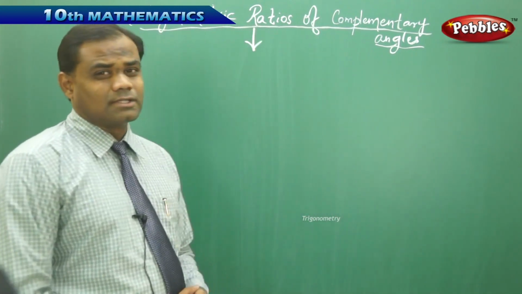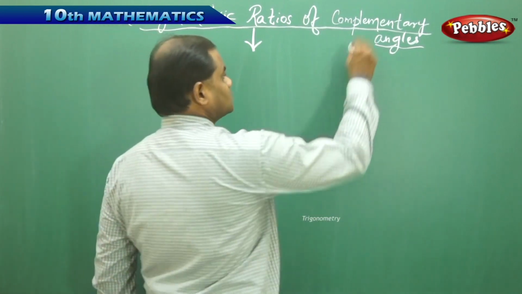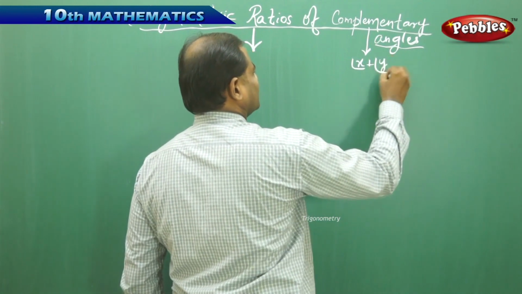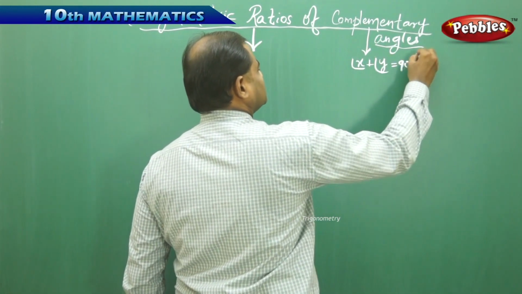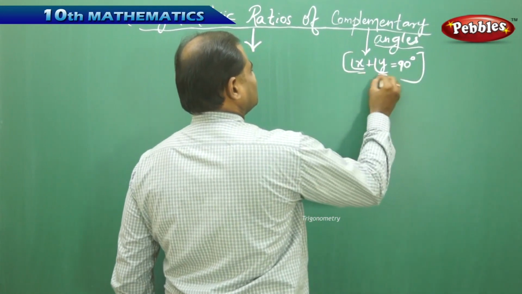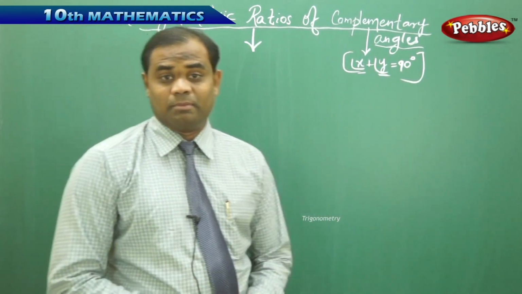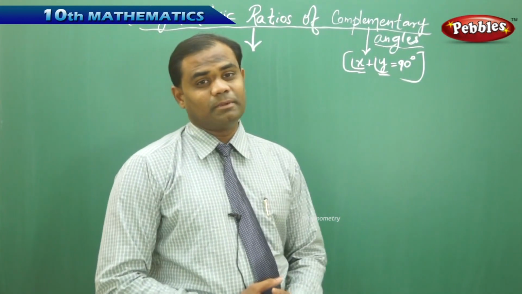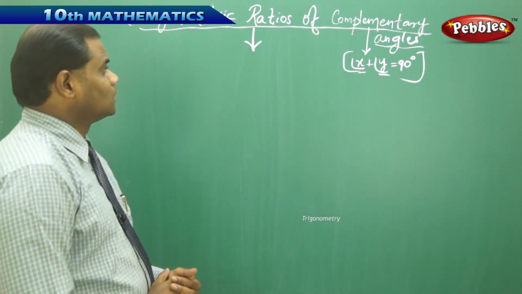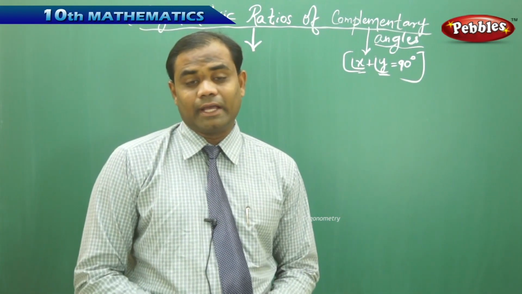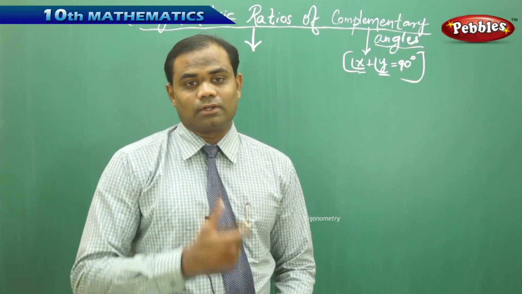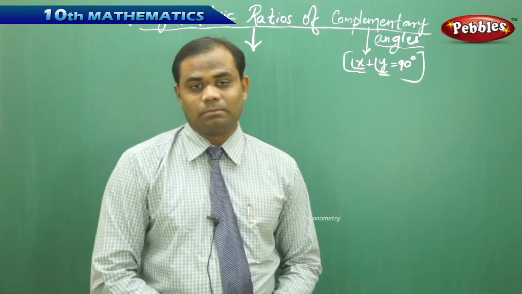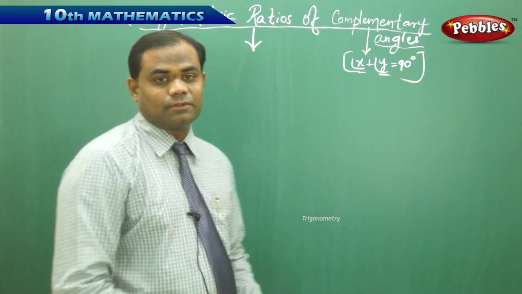Now that we have already discussed supplementary and complementary angles, let me just give a brief introduction. If angle X plus angle Y is 90 degrees, then we say X and Y are the complementary angles. Now, using the definition of complementary angles, let's see how the trigonometric ratios of complementary angles are considered and what outcome comes out of the discussion of trigonometric ratios of complementary angles. To start with the right angle triangle.